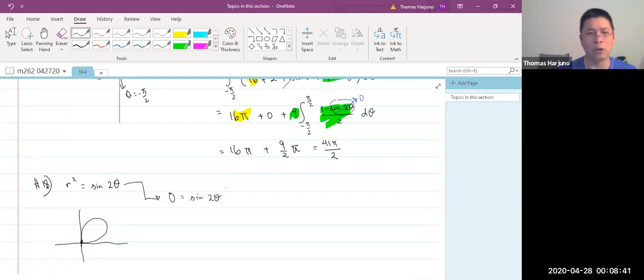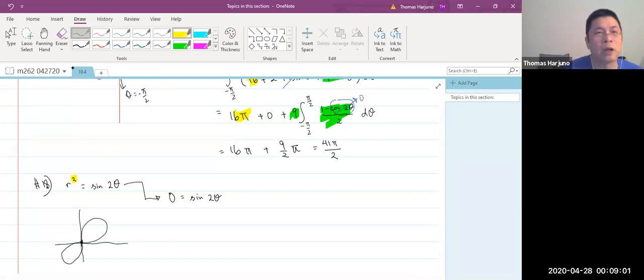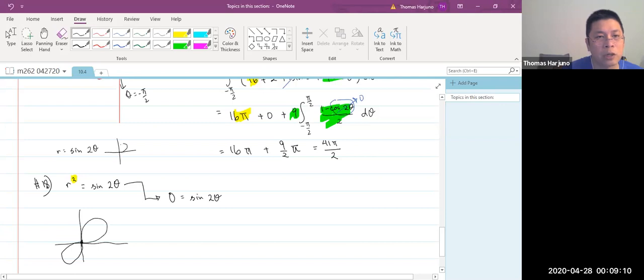Honestly, I don't know what it looks like, but I think it should look like this, because of the r squared. If this were r, it's easy. If this is r equals sine 2 theta, maybe I write it upstairs. R equals sine 2 theta is one of the graphs that we did earlier. It looks like this. But what happens if I square it? I think it looks like this.